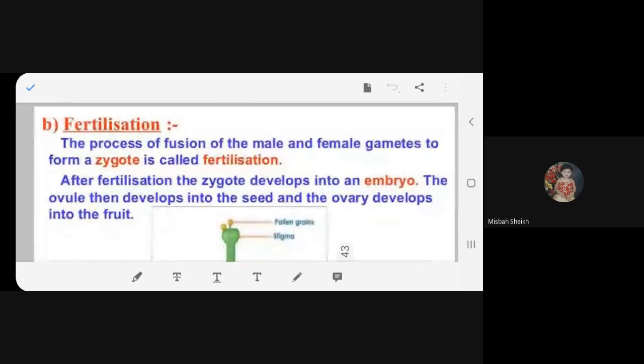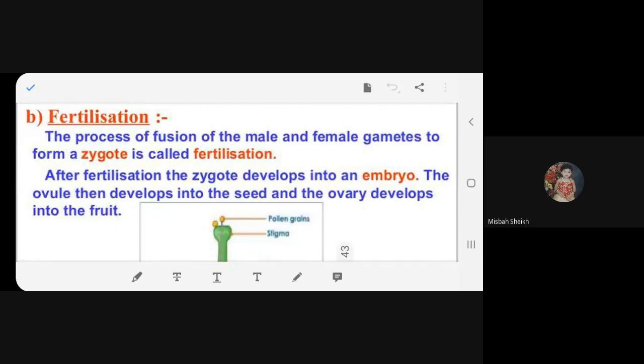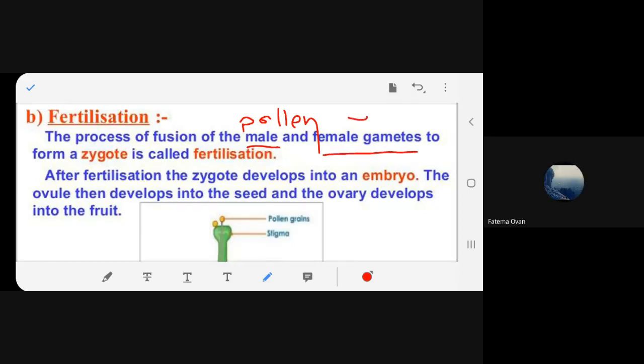What is fertilization? Obviously, it is the fusion of what? Male. Now, what is male here? Pollen, right? What is the female? Egg. So it's a fusion of pollen and egg. And what do they form? Zygote. What is this process called? Fertilization. All of you understood now? Yes.